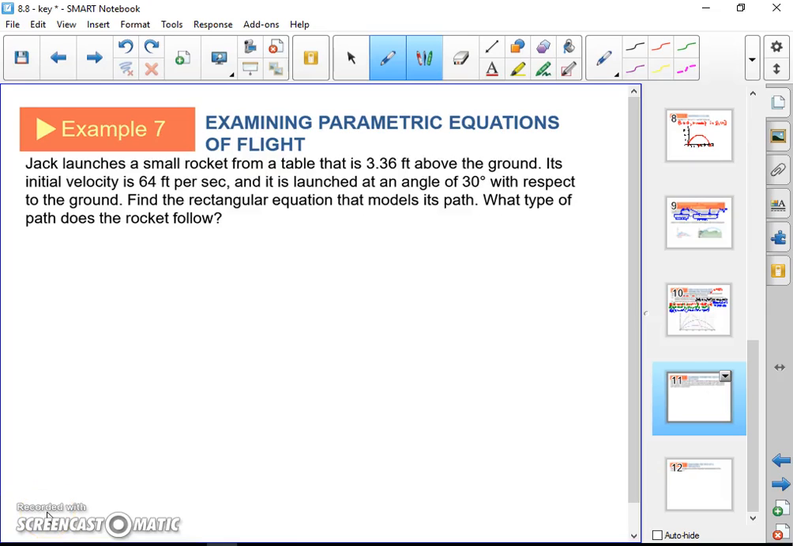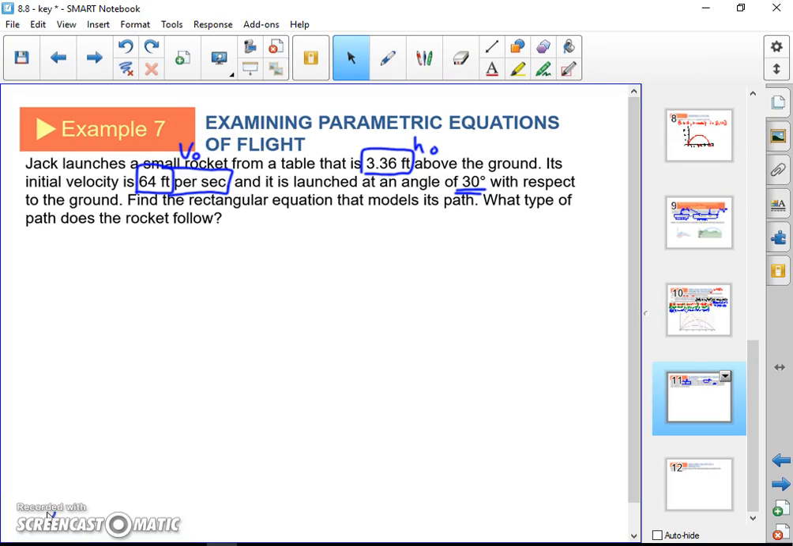Example 7. Jack launches a small rocket from a table that's 3.36 feet above the ground. Its initial velocity is 64 feet per second. It's launched at an angle of 30 degrees. So real quick, we've got initial height, 3.36, initial velocity, 64 feet per second, and an angle of 30 degrees. Find the rectangular equation that models its path.